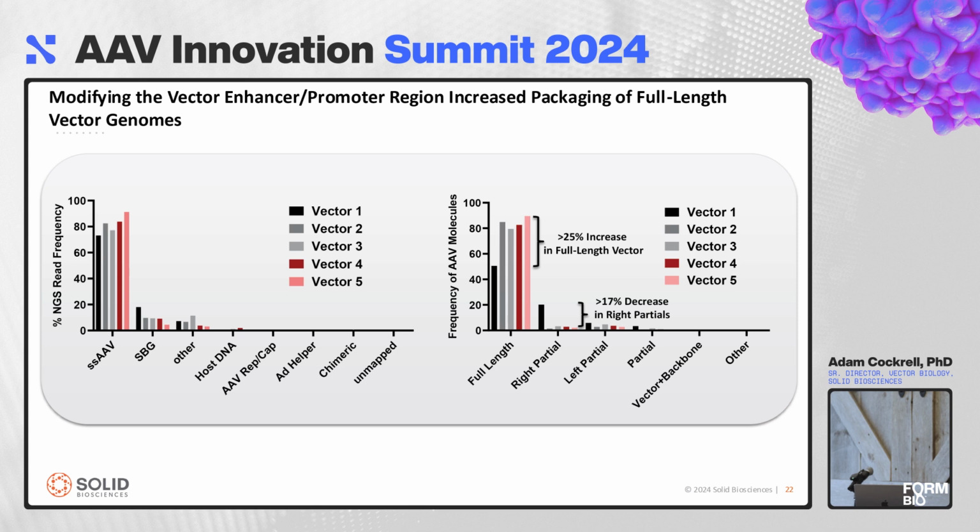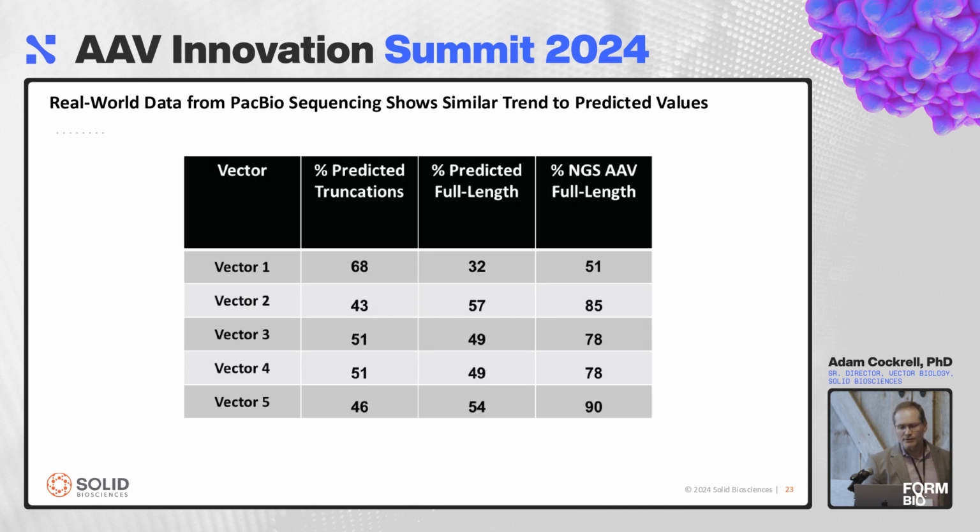When you take this population and break it out a little further into full length or partials, you can see that there is definitely a difference, where you're picking up greater than 25% increase in the full lengths that you're packaging versus the right partials, which are decreasing by about an equivalent amount. So you've basically impacted your vector product quite a bit by changing out those promoters.